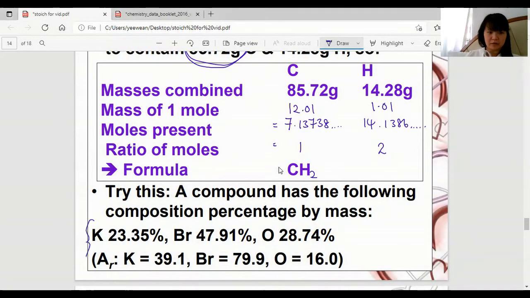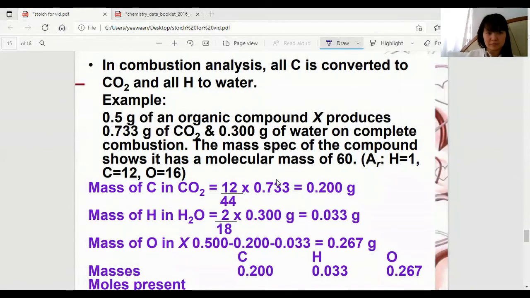You can try this on your own. Draw this type of table first and use these percentages as if they were mass. Use your own data booklet. And your answer is going to be KCrO3. Let's look at combustion. Later we'll use the combustion data, but let's analyze this organic compound first. I didn't use very precise figures. You can correct that with the data booklet. This is the gist of it.